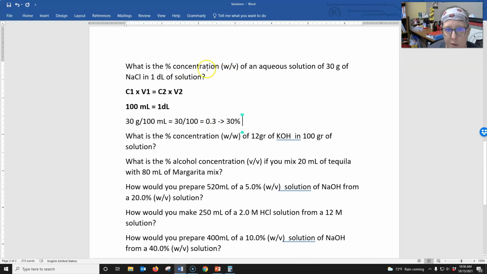And so the percent concentration by weight volume of this aqueous solution of 30 grams of sodium chloride in 1 deciliter, or 100 mL, of solution is 30%.